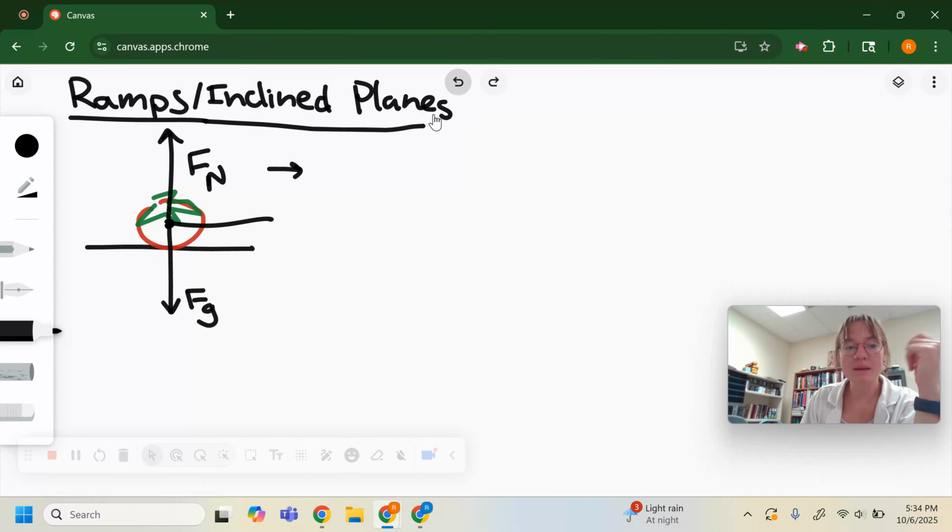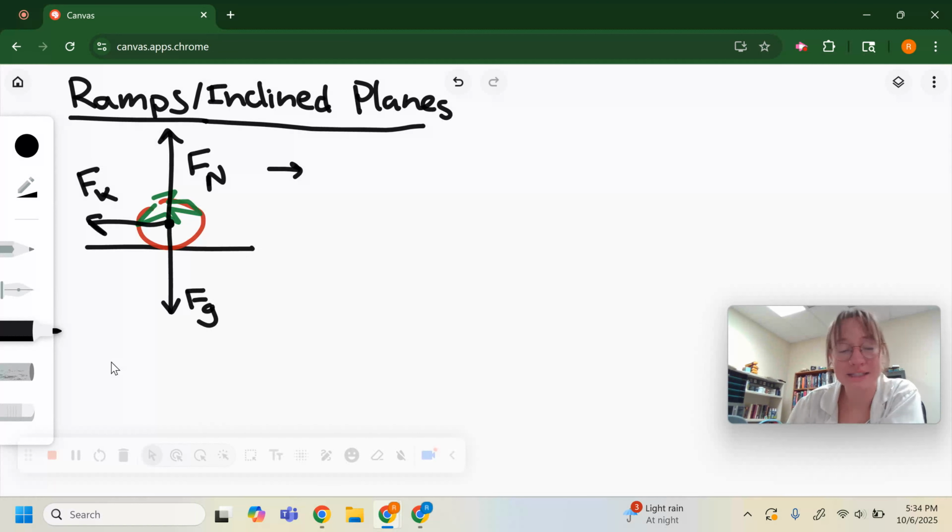So all you need to draw here is not the applied force, but the only other force that's acting on this tomato right now. The only other force acting on the tomato right now is the force of friction. I will call this Fk because this is kinetic friction and not static friction.